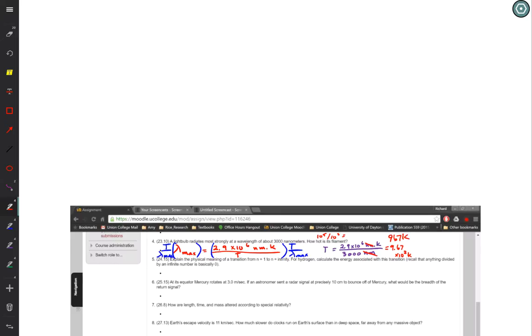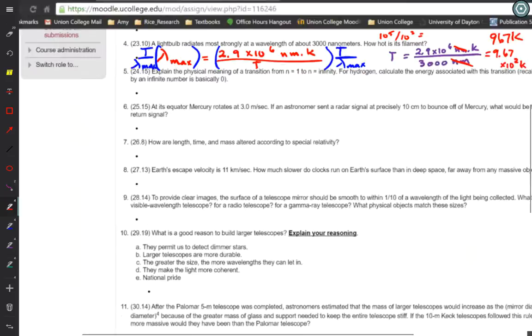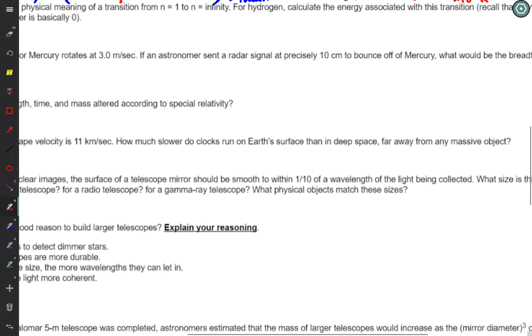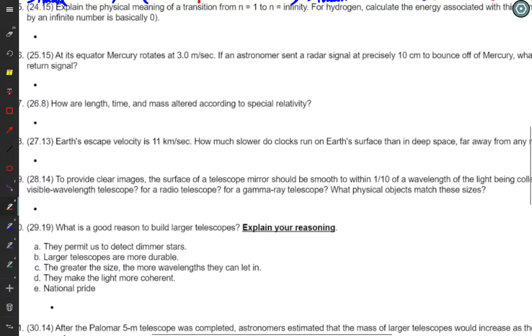Now I'm going to go back to the homework because that was answering the second question. Look at the third one. At its equator, Mercury rotates at 3 meters per second. If astronomers sent a radar signal at precisely 10 centimeters to bounce off of Mercury, what would be the breadth of the return signal? Okay, we haven't talked about that. You're correct.